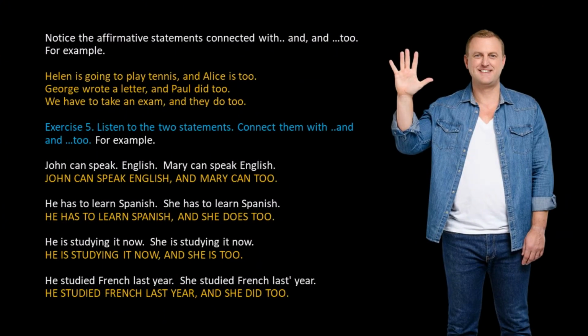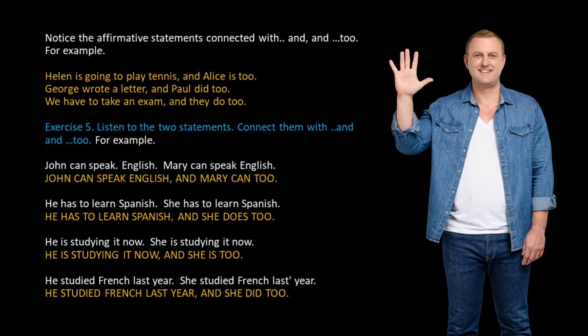Notice the affirmative statements connected with "and" and "too." For example, Helen is going to play tennis, and Alice is too. George wrote a letter, and Paul did too. We have to take an exam, and they do too.